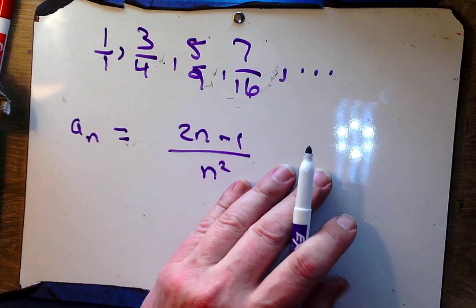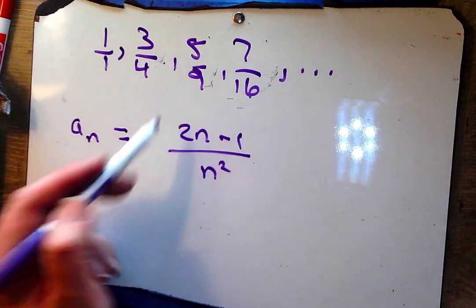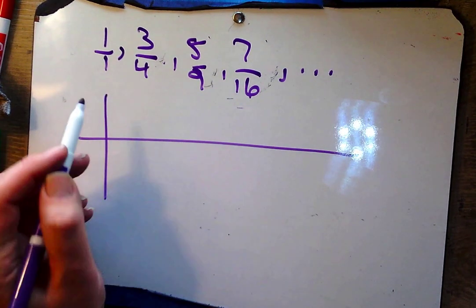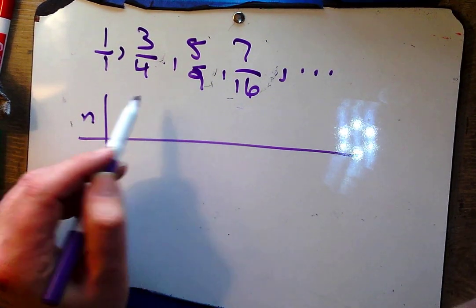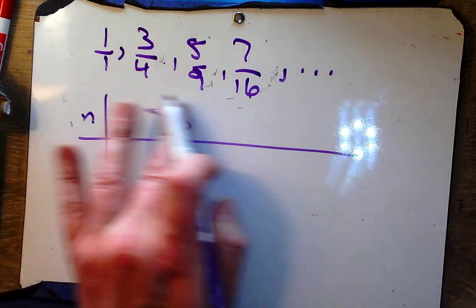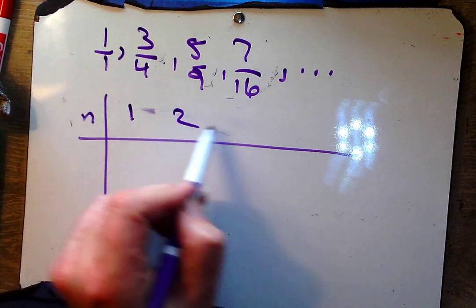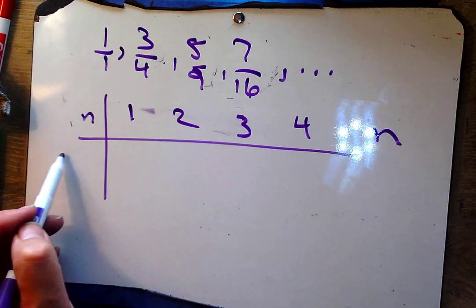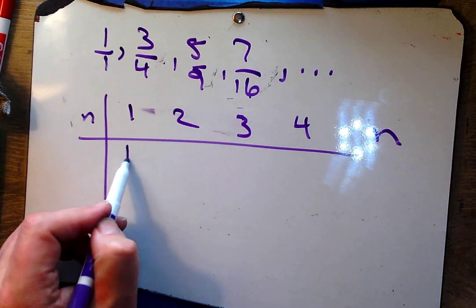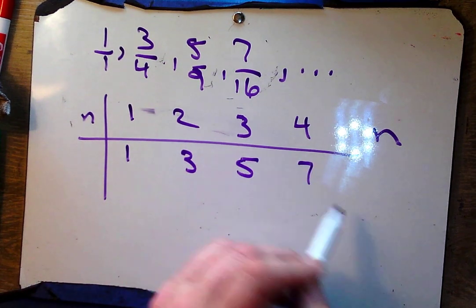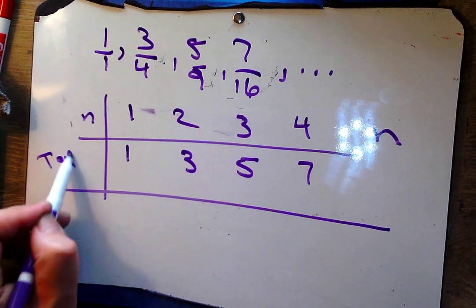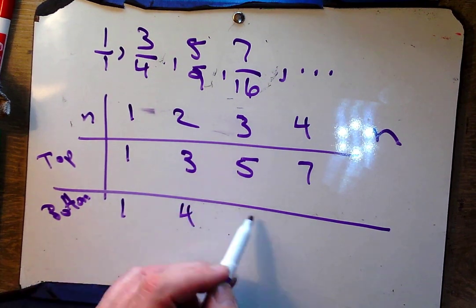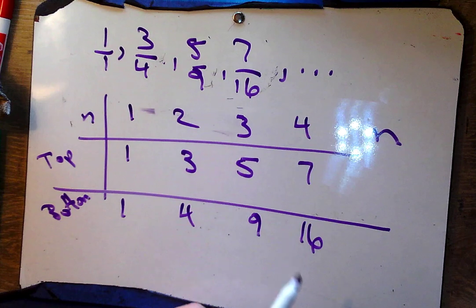A lot of people don't see how to go from this to that. And I think especially those people, though, really, probably most of you should be comfortable doing this. It could really cut down on mistakes to put your values in here. So we have 1, 3, 5, 7, and this is on top. And on the bottom, we've got 1, 4, 9, 16.